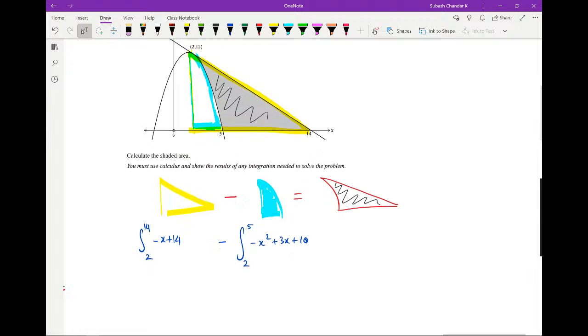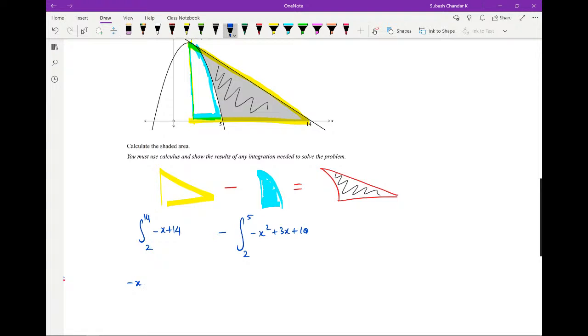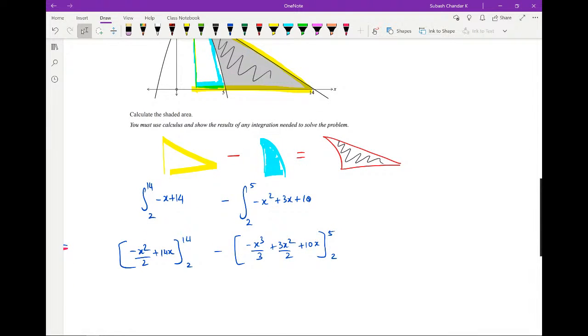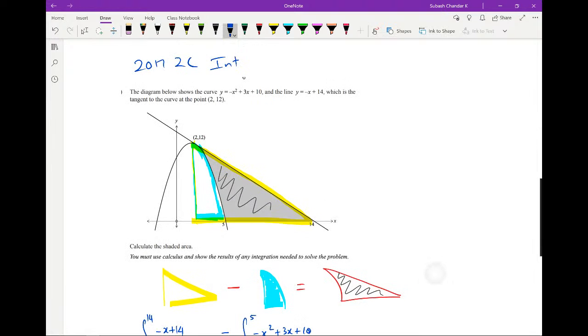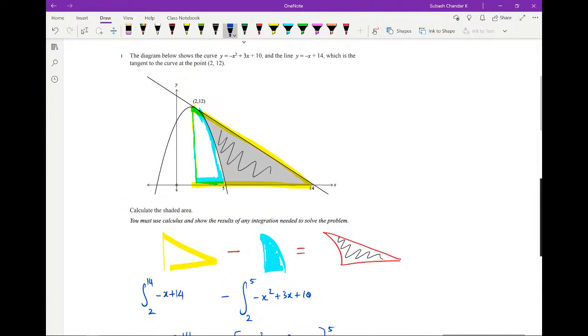Sweet. So we're going to integrate this. When we integrate this, we're going to get -x squared over 2 plus 14x, between 14 and 2, minus -x cubed over 3 plus 3x squared over 2 plus 10x, between 5 and 2. I think the question actually said -x plus 14. I just did a copy error. Yeah, it was -x plus 14.